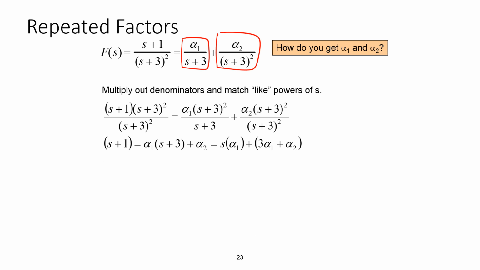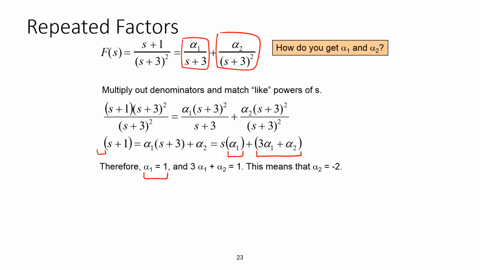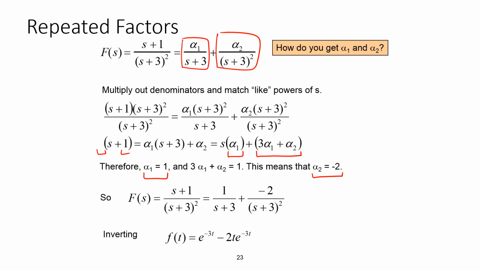Okay, so I'm going to multiply it out, and here are all of my s terms. You'll see that there's a 1 in front of it, therefore alpha 1 equals 1. And then we also have that, let's see, equals 1. And therefore alpha 2 equals -2. Okay, so we were able to solve it with repeat factors. You may need to collect like terms. And there's our time domain solution.